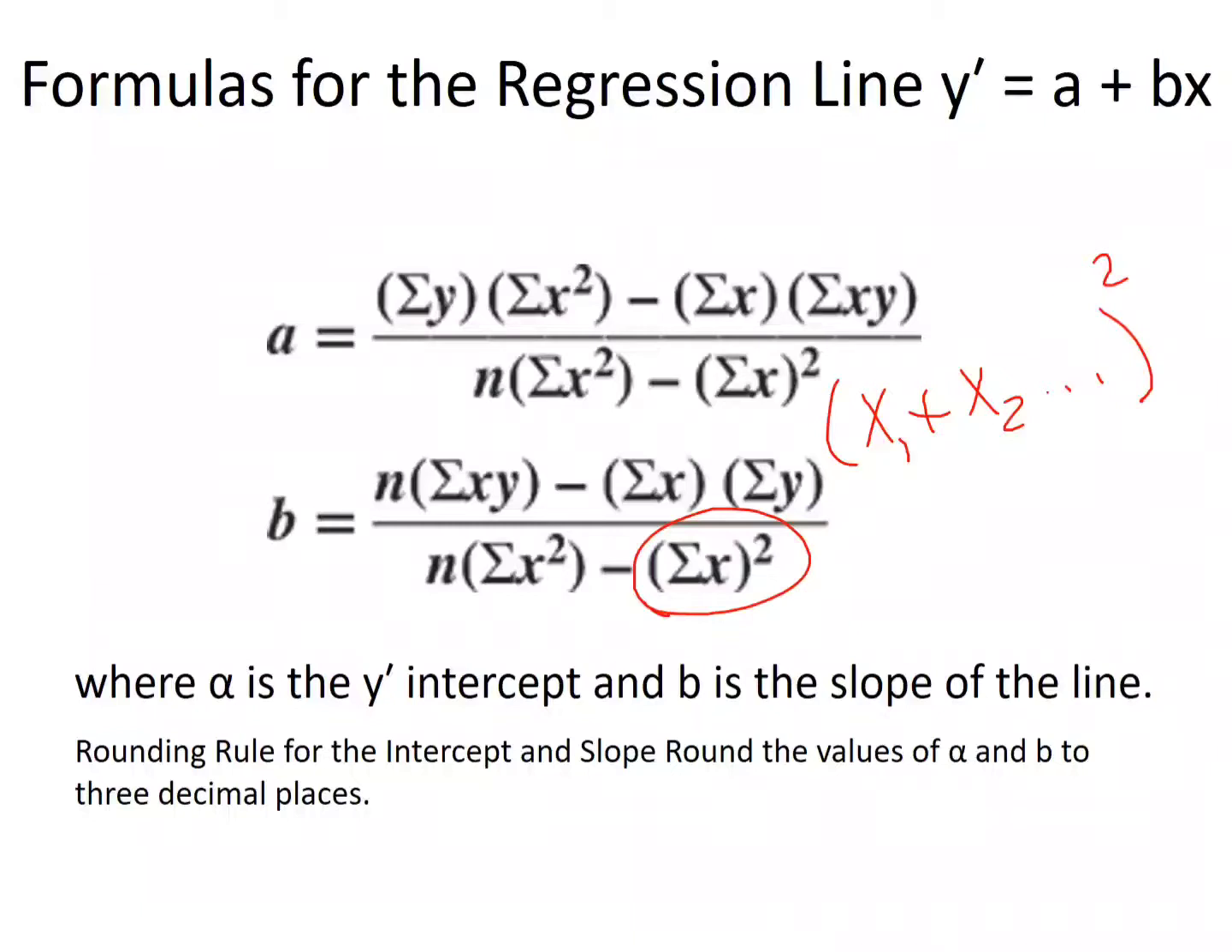So that's the difference between the square on the outside and the square on the inside. Again, A is the y-intercept, keep that in mind, and B is the slope of the line. And the rounding rule for the intercept and the slope: round the values of A and B to 3 decimal places. That's usually your case. So let's look at an example.